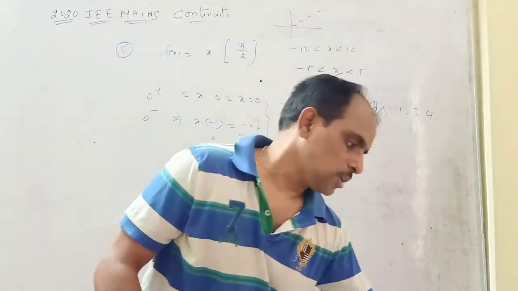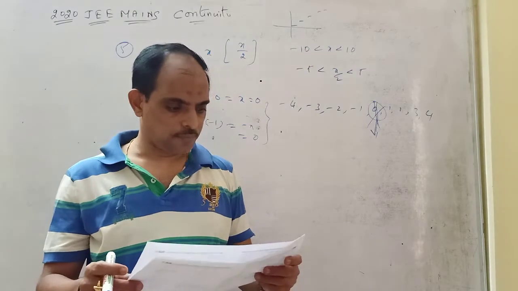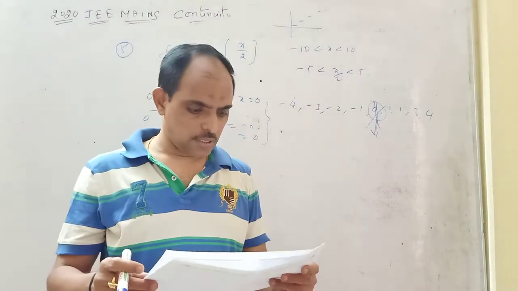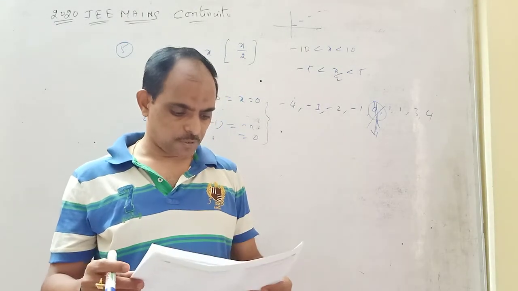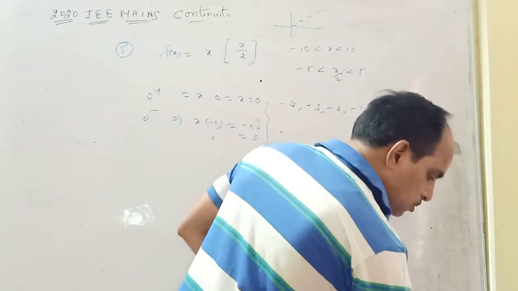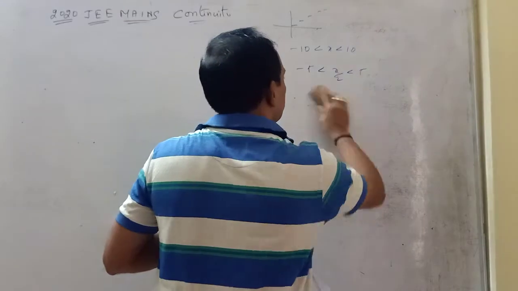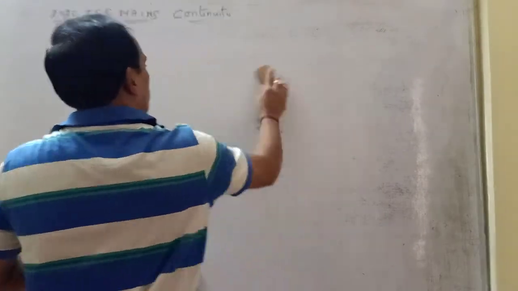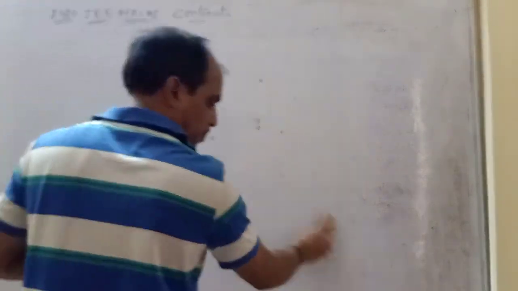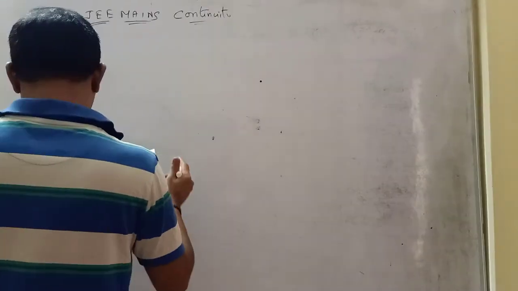Okay. Now let us move to the next question. This is 6th September, limits question. 6th question. Now let's see this question.